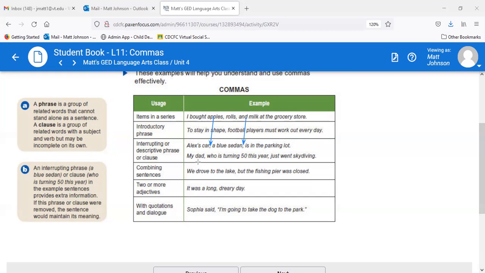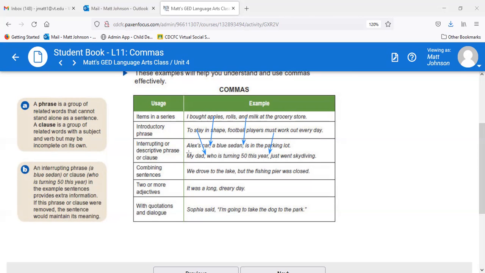My dad, who is turning 50 this year, just went skydiving. Again, we can remove those commas. We can remove what's in between the commas, and we still have a complete sentence. If you look at the one above, Alex's car is in the parking lot. Still makes sense. My dad just went skydiving. Still makes sense.